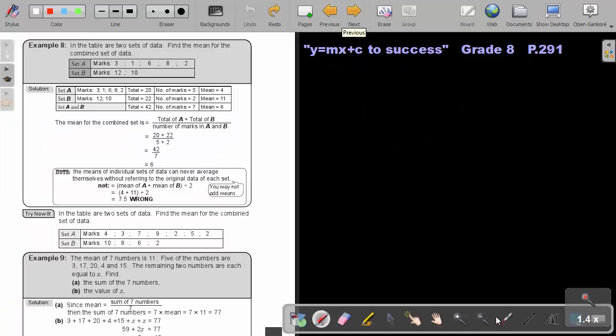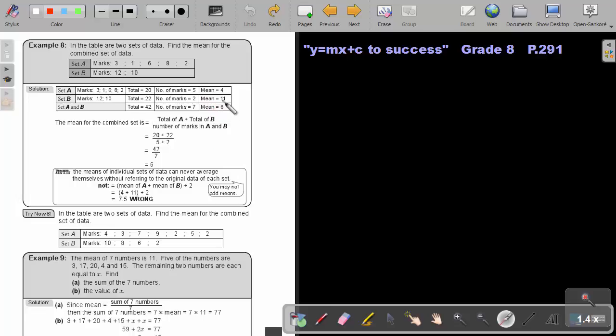Okay, let's look at another example. In the table are 2 sets of data. Find the mean for the combined set of data. Okay, first, I'm just going to add up these values and I get 20. And how many numbers are there? 5. So what will the mean be? 4. Now, do the same with this one. Add it up. I get 22. So how many numbers are there? 2. So what will the mean be? 11. Okay, so the total is 42. So the number of marks is 7 and the mean will be 6.